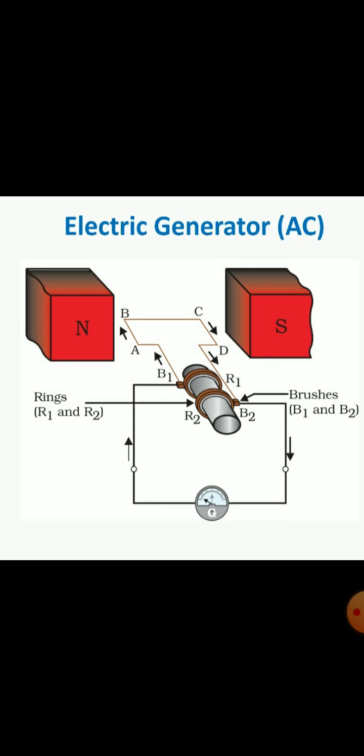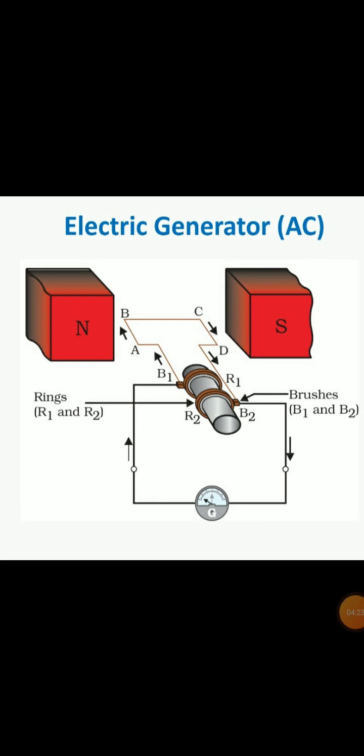Keep it in mind that B1 and B2 are stationary brushes and they are conducting. Stationary means they are steady, they will not move, and they are conducting, which conduct electricity. So brushes are in contact with rings R1 and R2 separately.